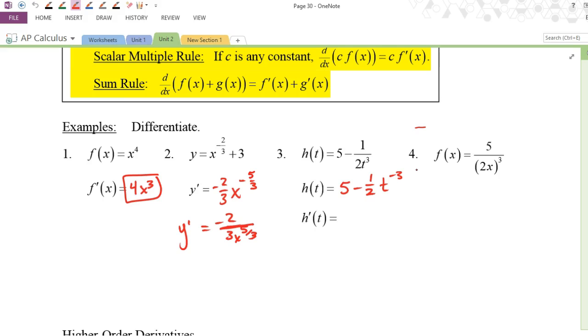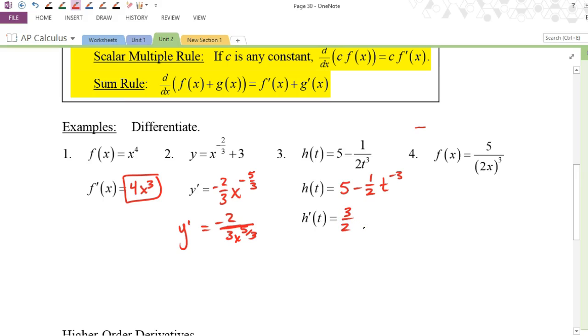on the top, absolutely you could, yes. Okay, so what's the derivative of 5? 0. So then what's the derivative of negative 1/2 t to the negative 3rd? What's negative 1/2 times negative 3? Positive. So what's that? 3 halves, right?